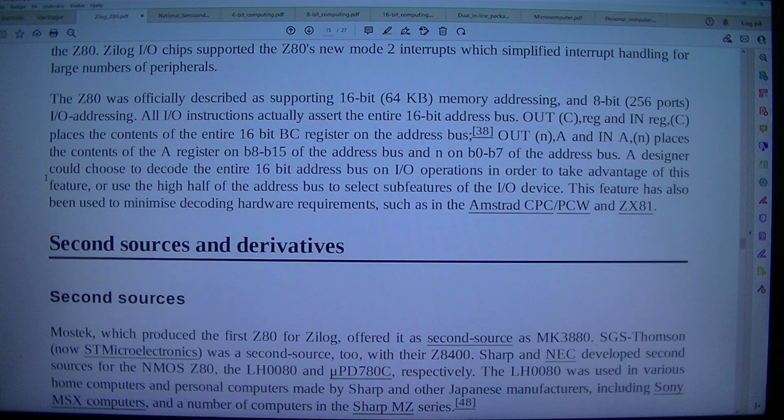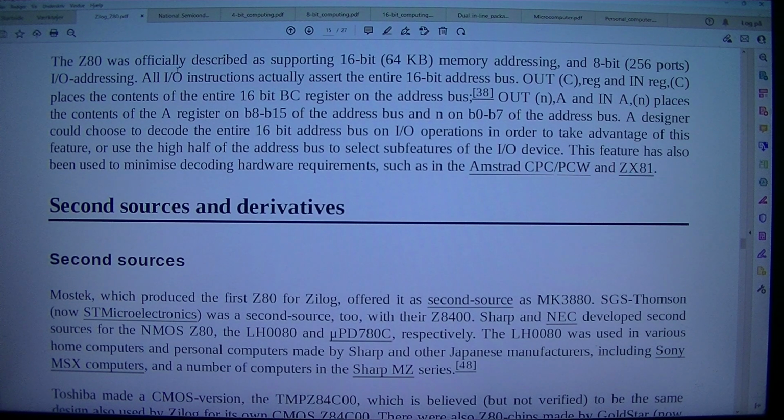The Z80 was officially described as supporting 16-bit, 64 kilobytes, memory addressing, and 8-bit, 256 ports, I/O addressing. All I/O instructions actually assert the entire 16-bit address bus. OUT (C),reg and IN reg,(C) place the contents of the entire 16-bit BC register on the address bus, while OUT (N),A and IN A,(N) place the contents of the A register on bits 8 to 15 of the address bus and N on bits 0 to 7 of the address bus.